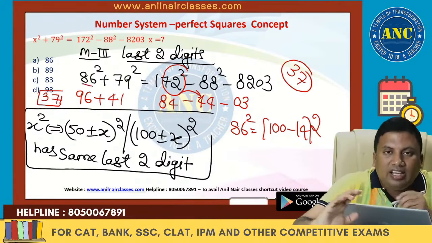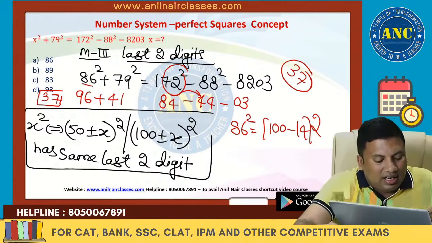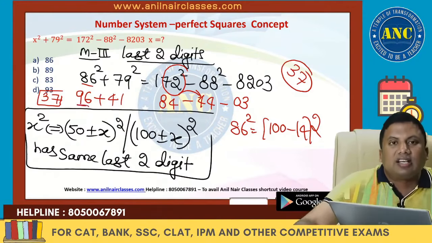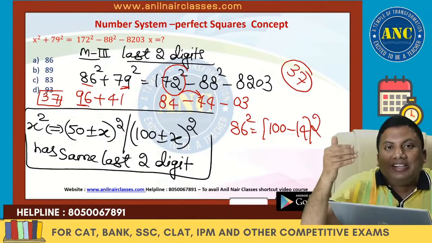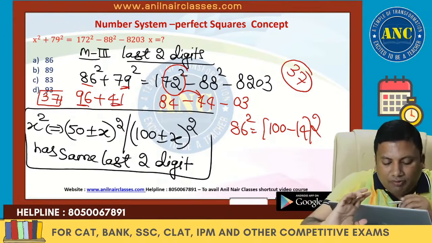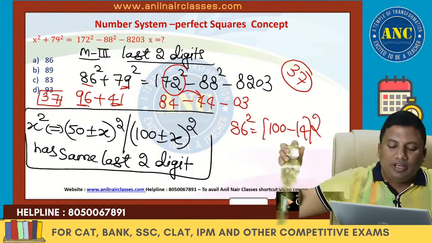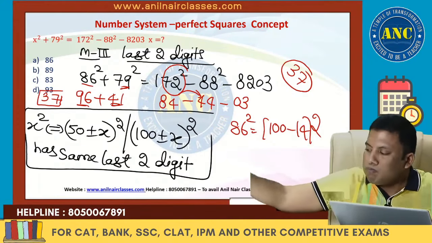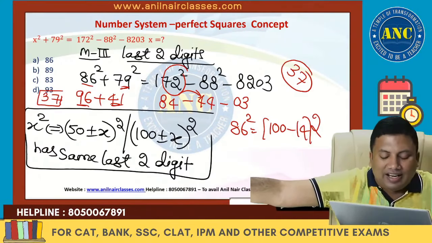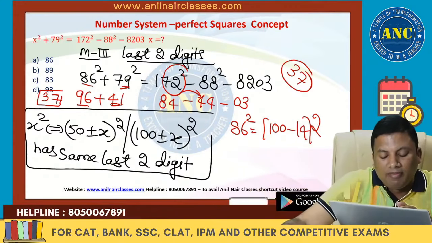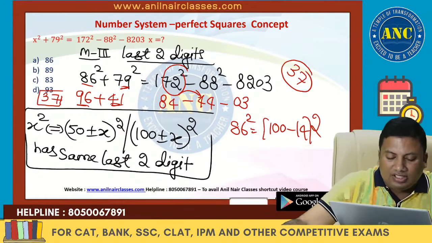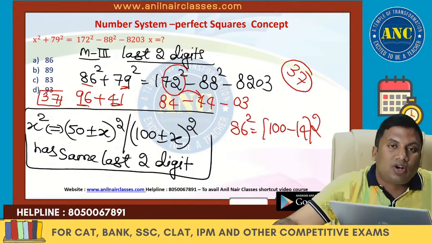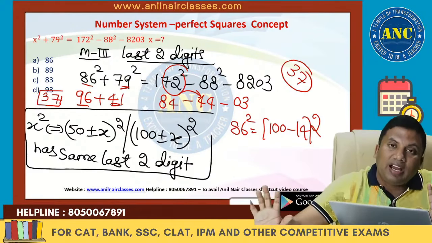Again, I am explaining 86 square. 86 is 14 less than 100. So x is 14. 100 minus 14 square and 14 square. 14 square is 196. Last two digits is 96. 79 is 21 less than 100. 21 square is 441. 72 is 22 more than 50. 22 square is 484. 88 is 12 less than 100. 12 square is 144 minus 03. 84 minus 44, 40. 40 minus 03, 37. 37 equivalent to 37. Even if one more answer option has an even number, you can safely use unit digit and the last two digits logic.